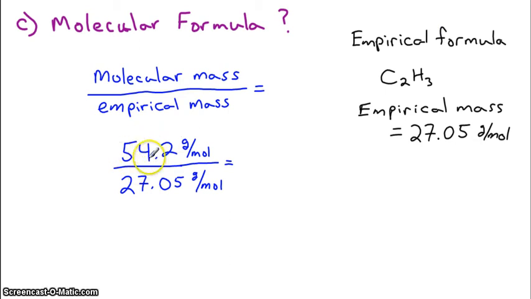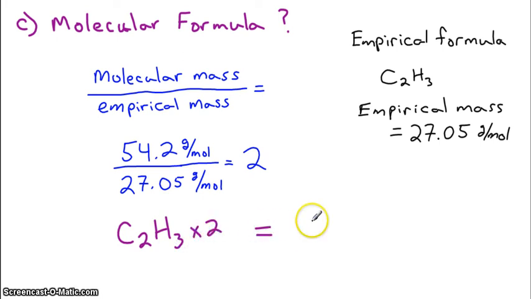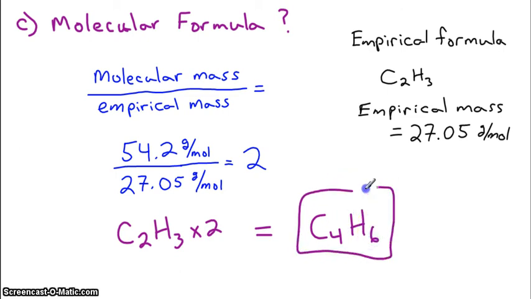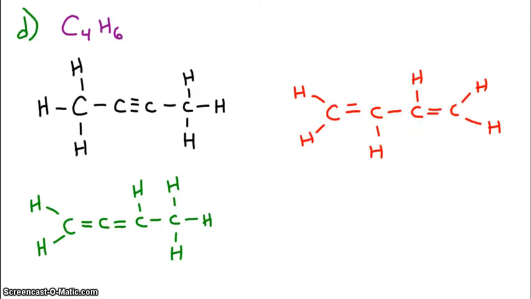By dividing 54.2 over 27.05, you get 2. Then take that number 2 and multiply it by the empirical formula. So the molecular formula would then be C4H6. Here are 3 potential structures for this compound.